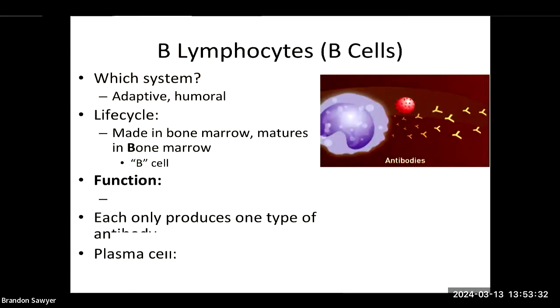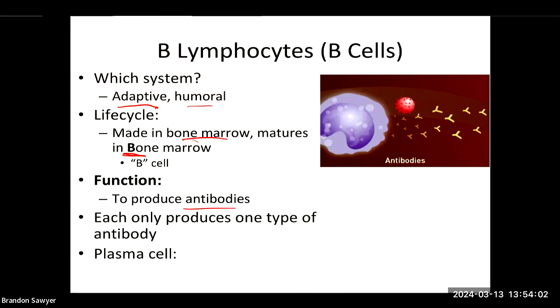Our B cells are, again, also part of the adaptive system, but specifically the humoral response, which means that we're putting a bunch of stuff in the blood. These ones are made in the bone marrow like the other ones, but they also mature in the bone marrow, and that's why they're called B cells. They mature in the bone marrow, and then they get sent out into the bloodstream, eventually find their way into a lymph node, and that's where they take up residency. The function of these is to make antibodies.